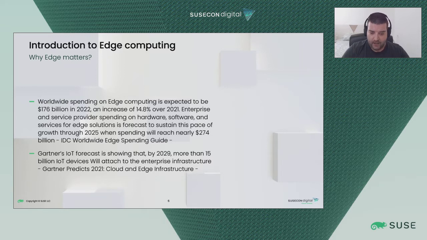But also, if we speak about Gartner's predictions for cloud, edge and infrastructure, Gartner says that IoT forecast is showing that by 2029, more than 15 billion IoT devices will attach to the enterprise infrastructure. And this is going to be very important, and this is going to be a real game changer when it comes to our infrastructure, security, and how we manage things in the future.